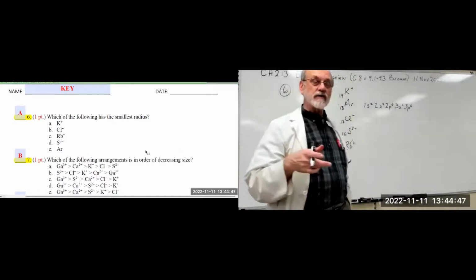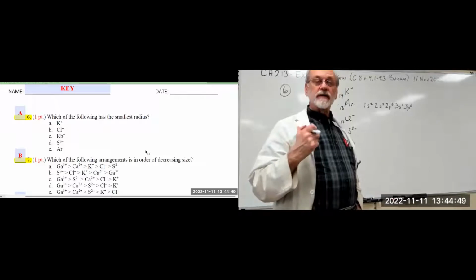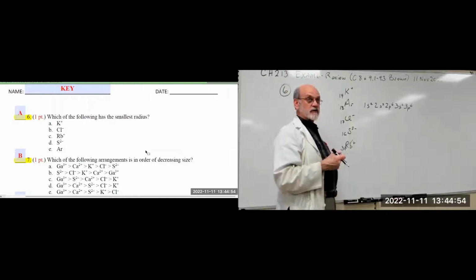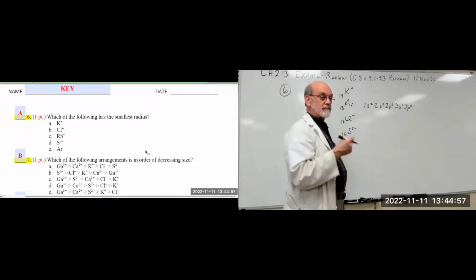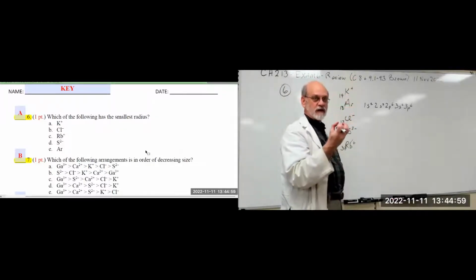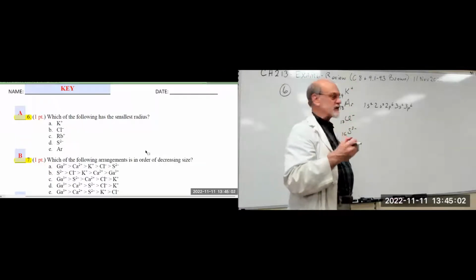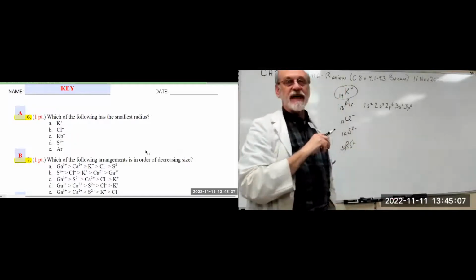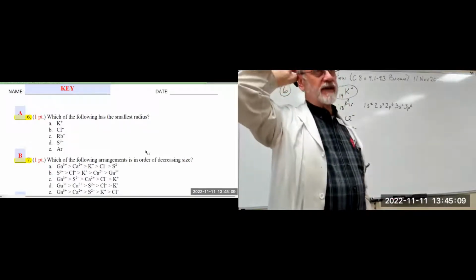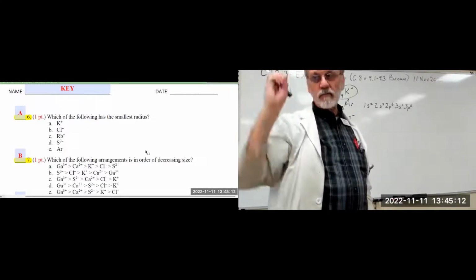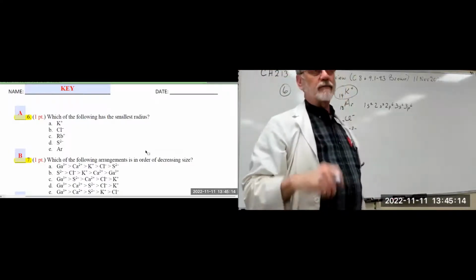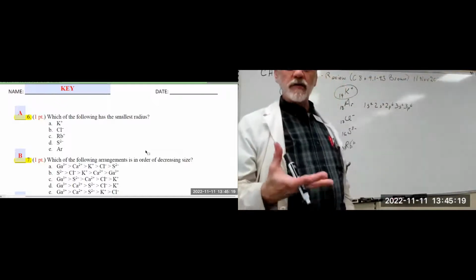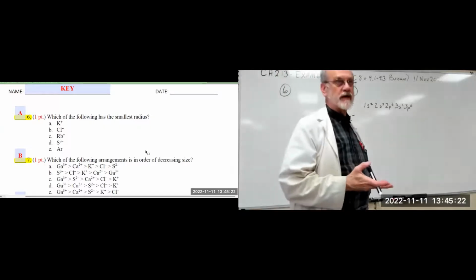Now, if they have the same electronic structure, what's the difference? The difference is the number of protons. If they have the same electronic structure and the most protons, that would shrink that electron cloud down to the smallest size. That makes potassium the best candidate. Potassium ion is the best candidate for the smallest ion. And if you look it up, just use a reference manual and look at the radius, you'll find that the potassium ion is smaller than the rest of them.